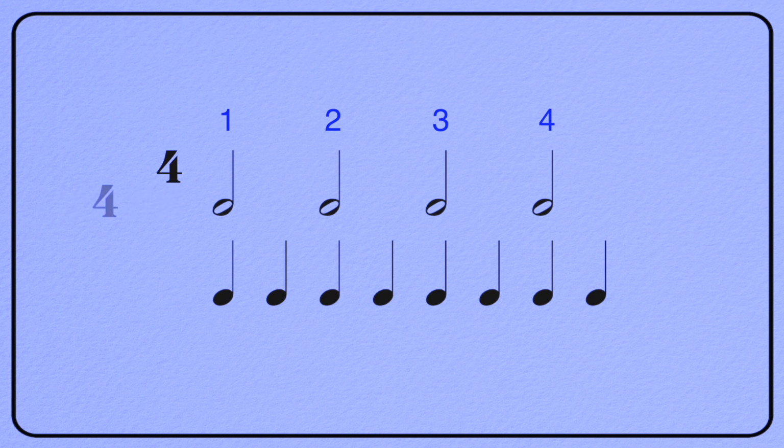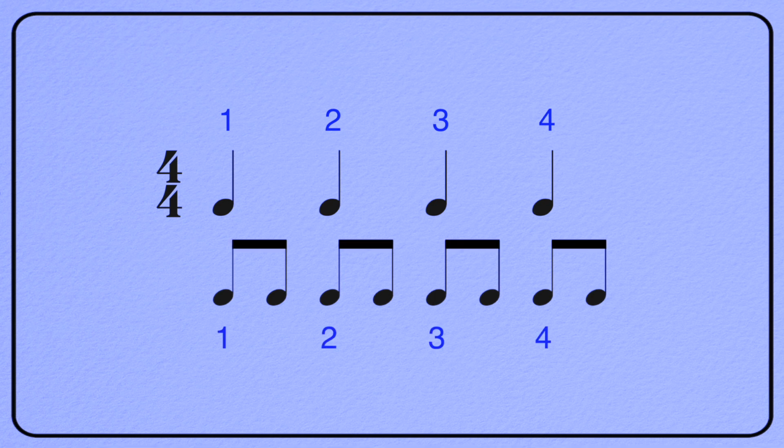Now we're going to change this to 4/4 time. Still 4 beats in the measure, but the quarter note is the beat. Now we can divide each beat into 2 eighth notes, and it's much easier to read. That's because we can use beams now to clearly reflect each beat.